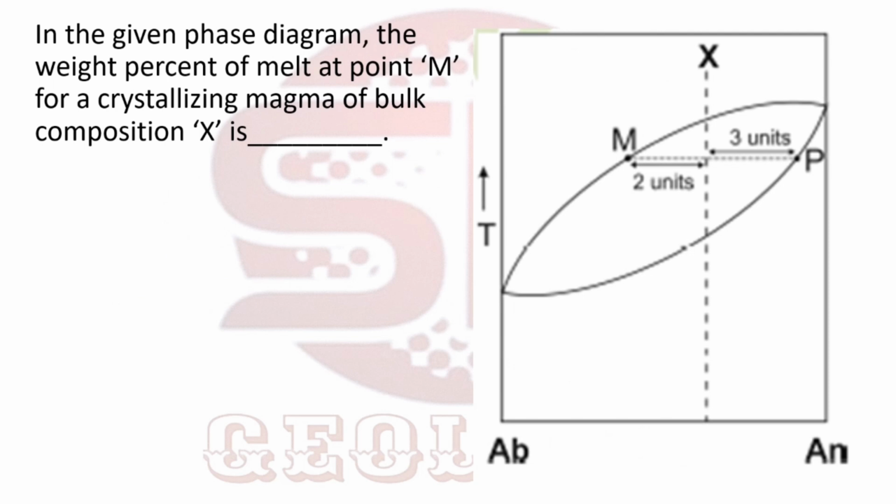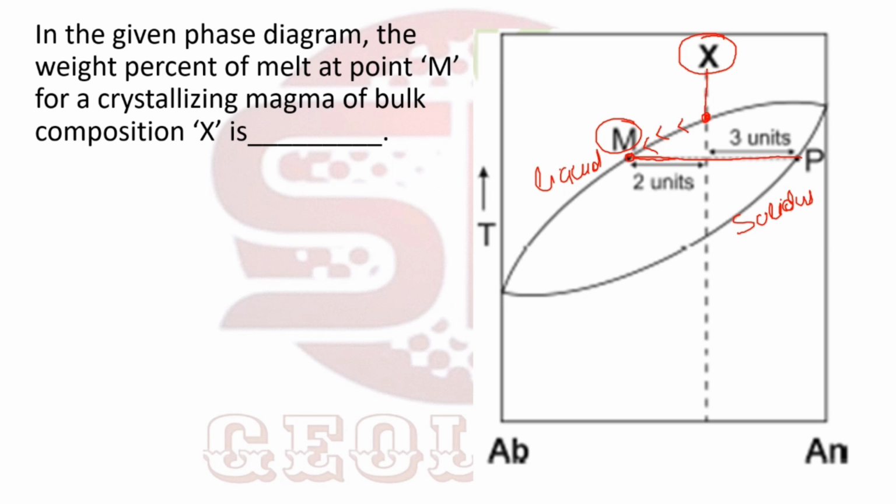In the given phase diagram, the weight percent of melt at point M for a crystallizing magma of composition X. So we have initial composition X, it will start crystallizing from this point, and when it reaches the M point, we have to calculate the weight percentage of melt. So at M we have to draw a tie line to the solidus. So this is solidus, this is liquidus.